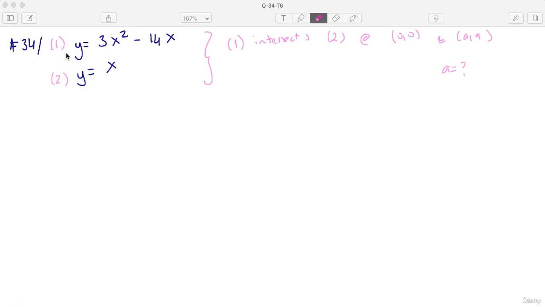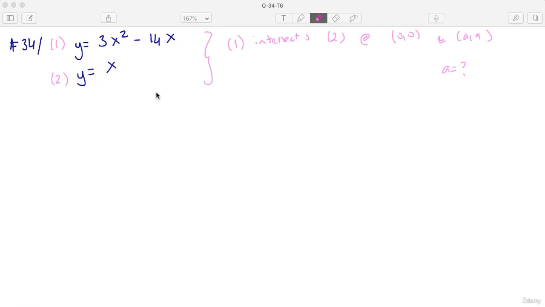I labeled this one as equation 1 and this line as equation 2. These labels are not in the question. So 1 intersects equation 2 at 2 points. One point we are told is 0 comma 0, x coordinate, y coordinate. And the other point is a comma a. Note it has to be the same x and y value. Why? Because of our second equation, x always equals y here.